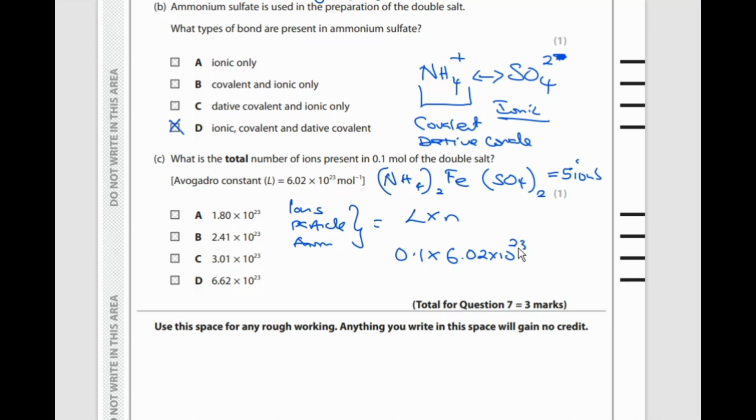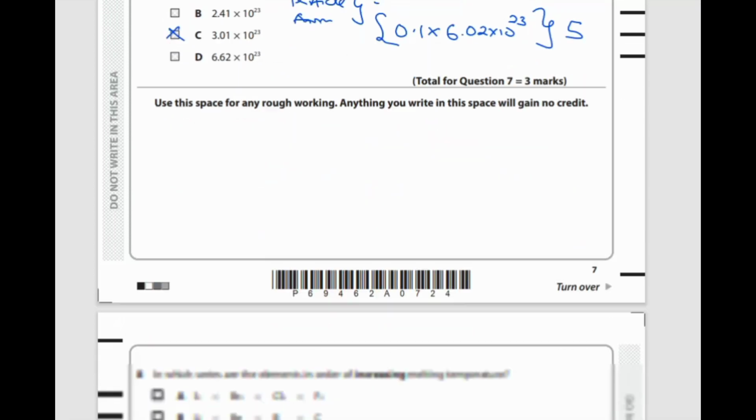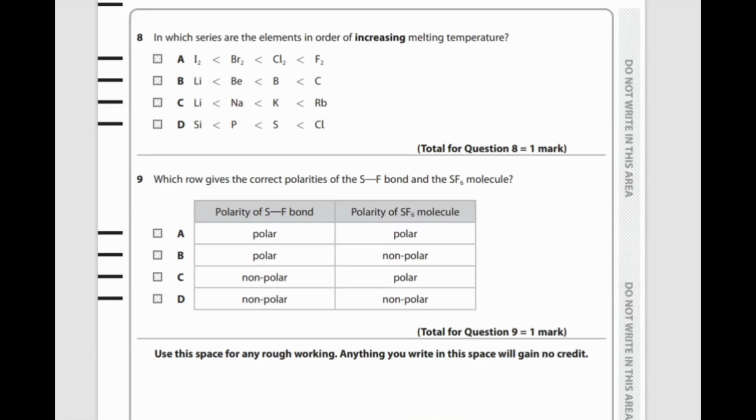So the answer is going to be 0.01 times the Avogadro's constant times the total number of ions present in the molecule. So that should give us our answer as 3.01 times 10 raised to power 23.